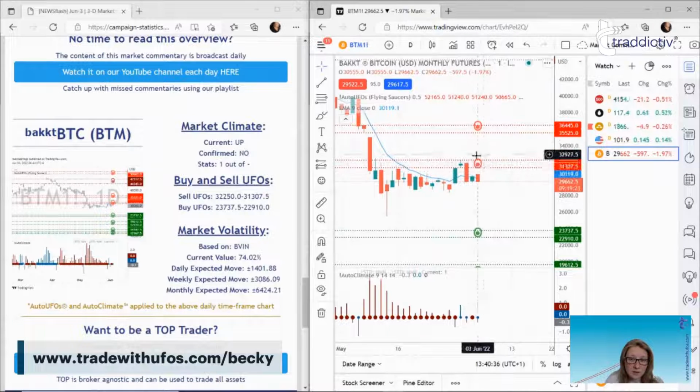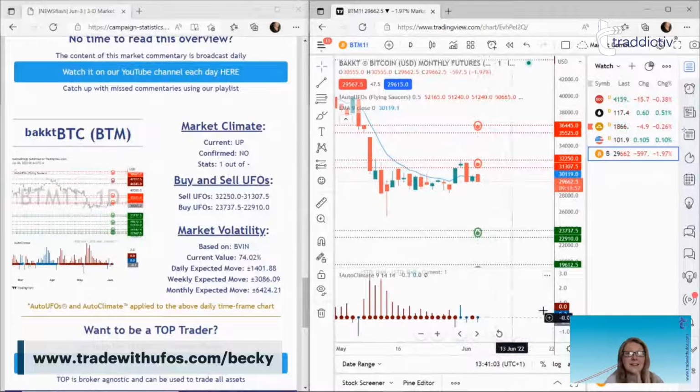Now we do have sellers closer by. They're up here between 32,250 to 31,307.5. We also have buyers here between 23,737.5 to 22,910. So quite a way to go before we hit the buyers. So more likely that these sellers will impact us sooner. But for the time being, we don't have enough probability in either direction. So we leave it to confirm itself, and then we go from there.